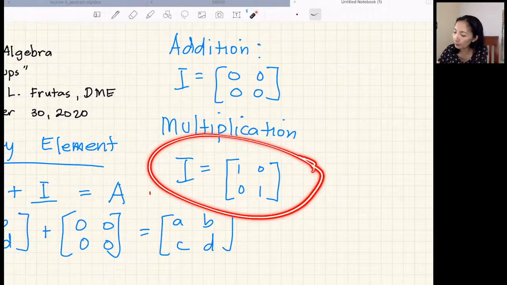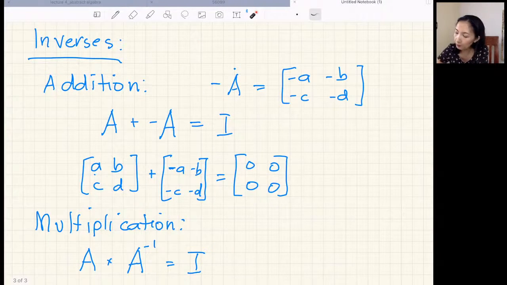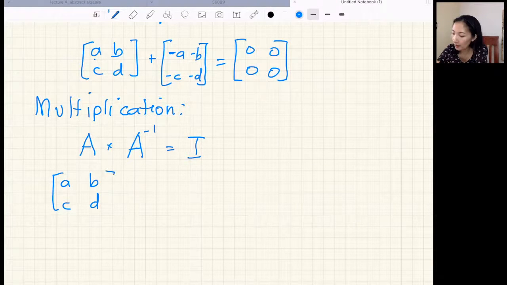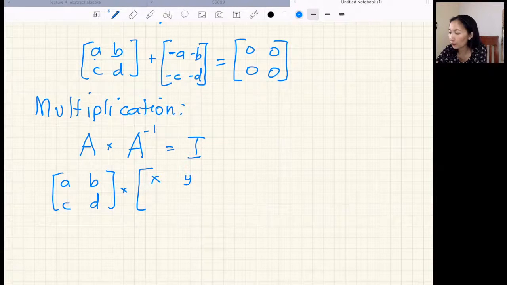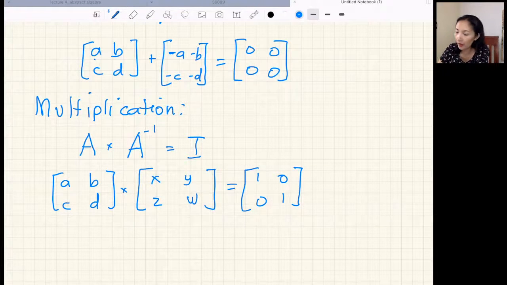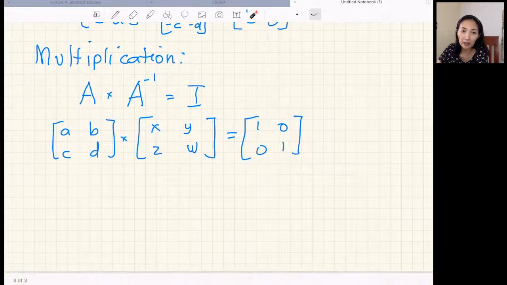So, moving on. This should be A, B, C, D times, let's denote this as X, Y, Z, W, should give a product of the identity: 1, 1, 0, 0. This is what we are going to find. What will this be? Although you have a ready formula for this, yes?